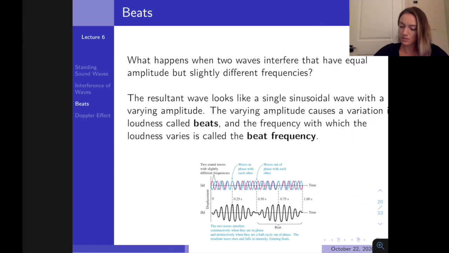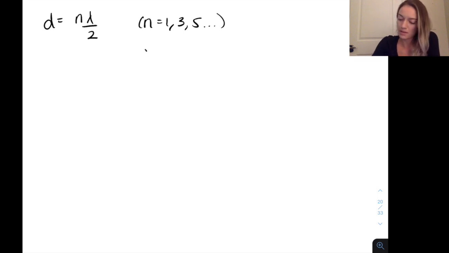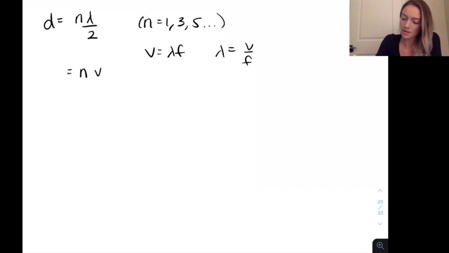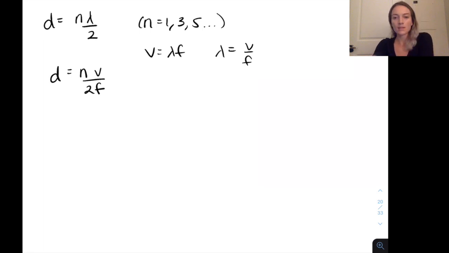For destructive interference, we have the same idea where our path difference we want to be n lambda over 2, where n is an odd integer again. So we can again replace lambda with v over f. So d is n v over 2f. This will be our path difference here. We want this. And now let's solve for the frequency. The frequency is n v over 2d.